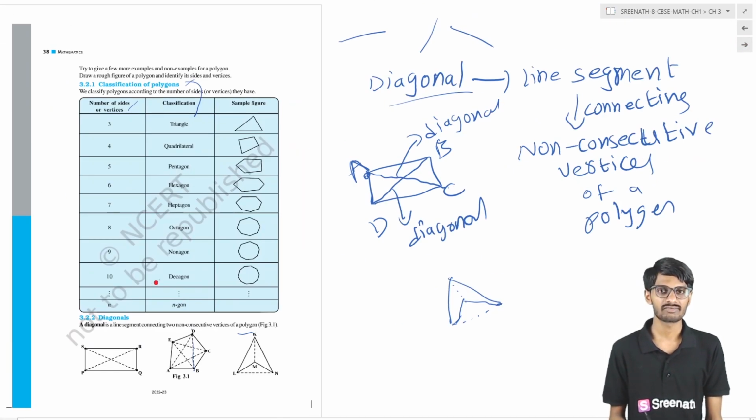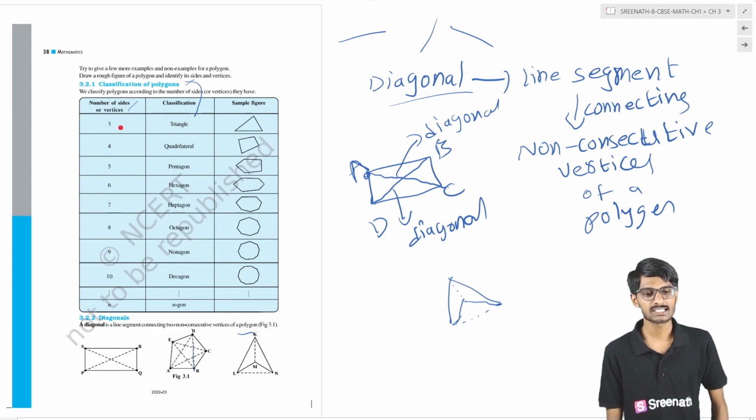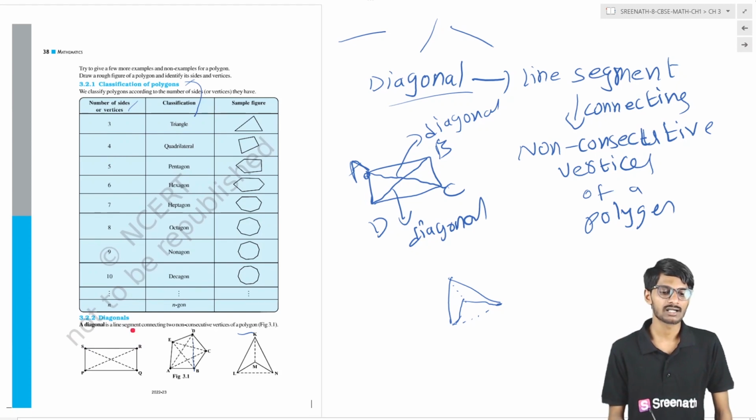Next, polygons are of different types. If it has 3 sides and 3 vertices, it is a triangle. With 4 sides, it is a quadrilateral, like that. Then, what are diagonals? Diagonals are nothing but line segments connecting the non-consecutive vertices, which means opposite vertices. These two are the opposite vertices. So a line segment connecting opposite vertices is called a diagonal. So this is the diagonal.